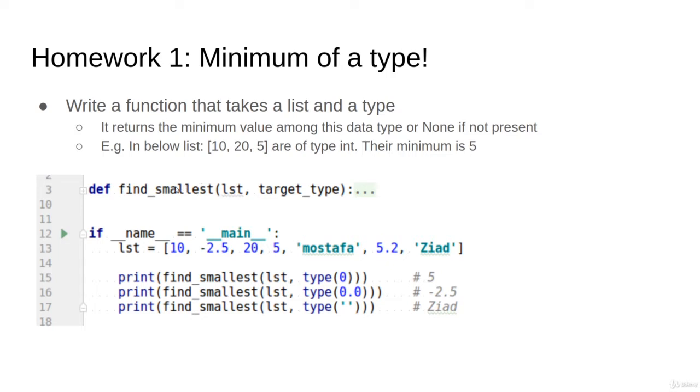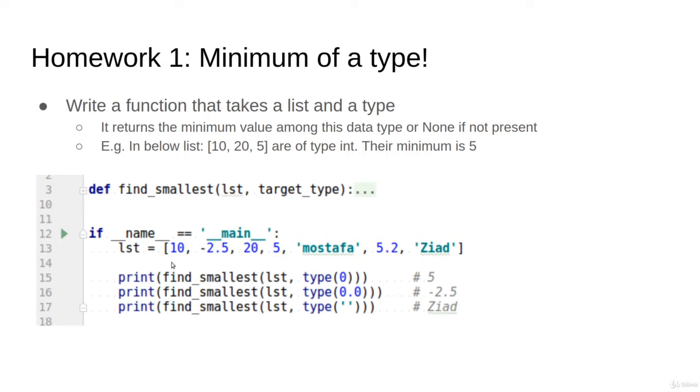You should define a function. Let's name it find the smallest. The function will take a list of different items of different data types, and then it will also take a target type, and you should return the minimum among only the values of this data type, or None if it doesn't exist. For example, if I ask it to find the smallest of the list and give it the type of 0, 0 is an integer, so type of 0 will send here a parameter of type int.